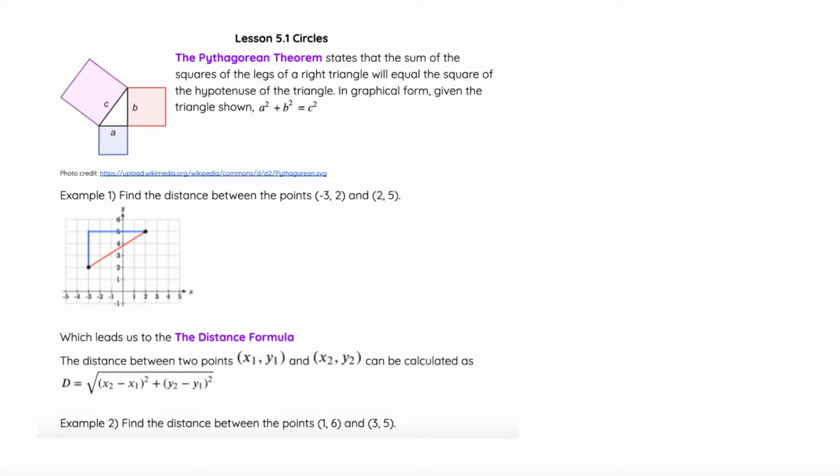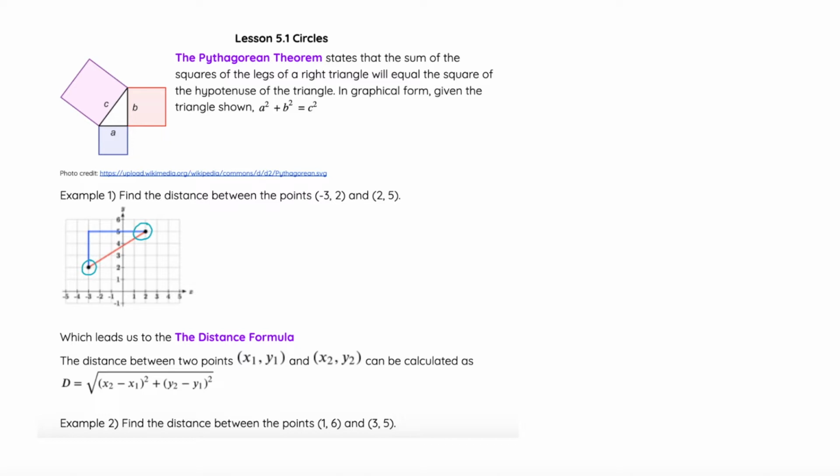In graphical form, the triangle is shown on the left, and I give the photo credit if you want to read more about it. That is a hyperlink that is used within the notes, but a squared plus b squared is c squared. So let's use this to find the distance between the points (-3, 2) and (2, 5). It looks like we're going to be utilizing these 2 points, and we're going to use the Pythagorean theorem to identify the distance rather than using the distance formula, which we will cover next.